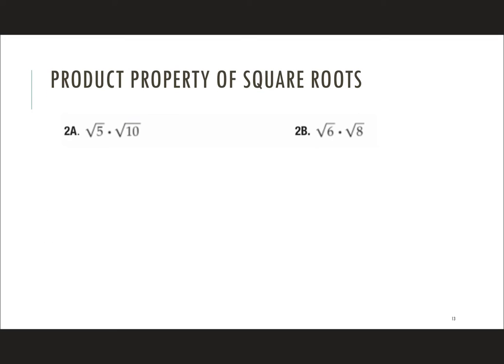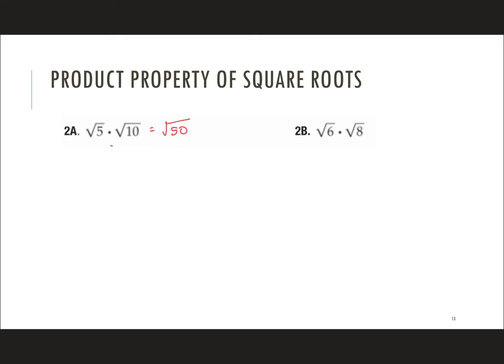So this slide will look familiar. We did this in class. For this first problem, 5 and 10 are not perfect squares, nor are they pairs, but 10 has a 5 times 2 inside. So I'm going to simplify this. I'm going to combine like terms because they're both under the radical, and I'm going to say the square root of 50.